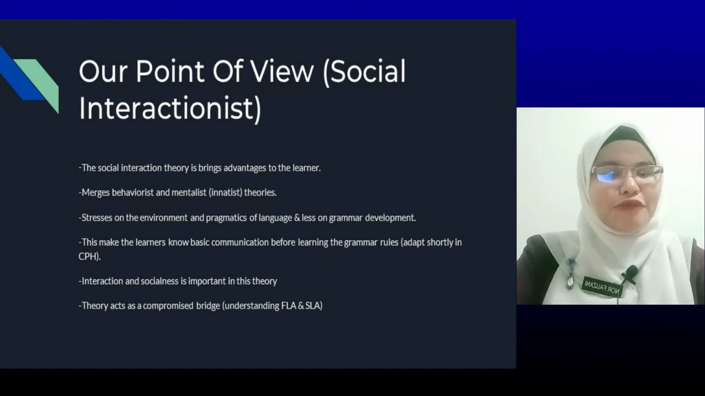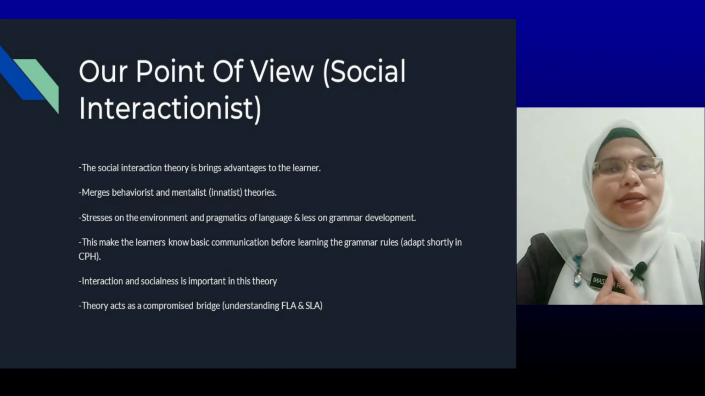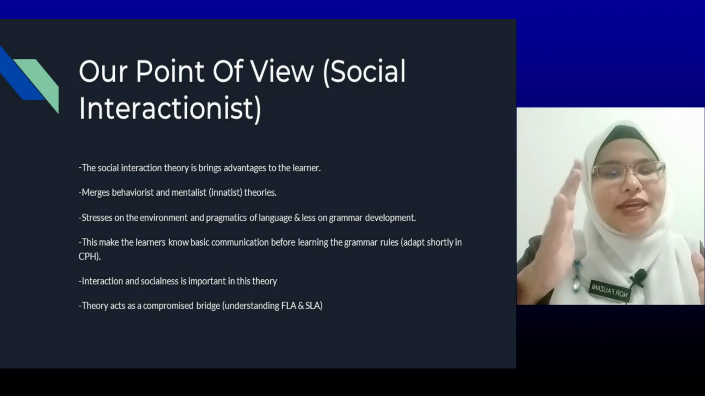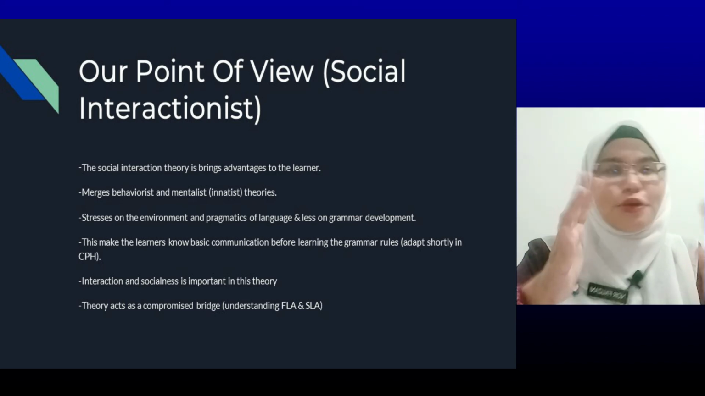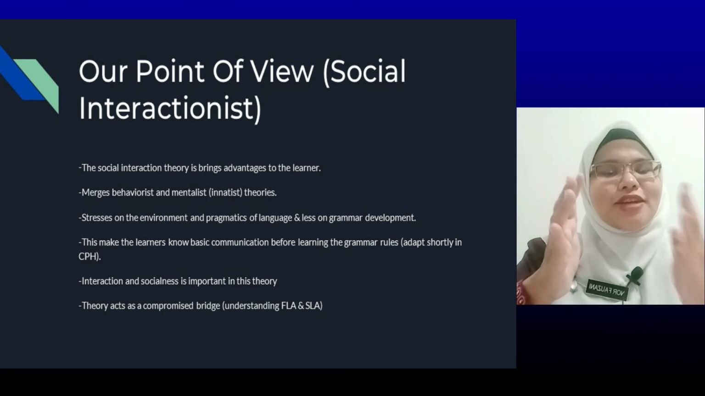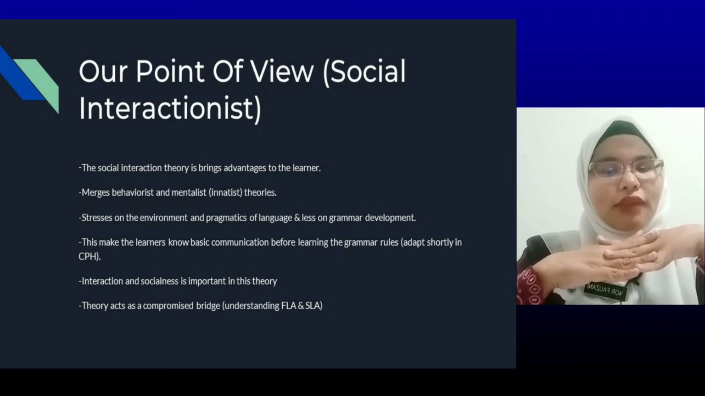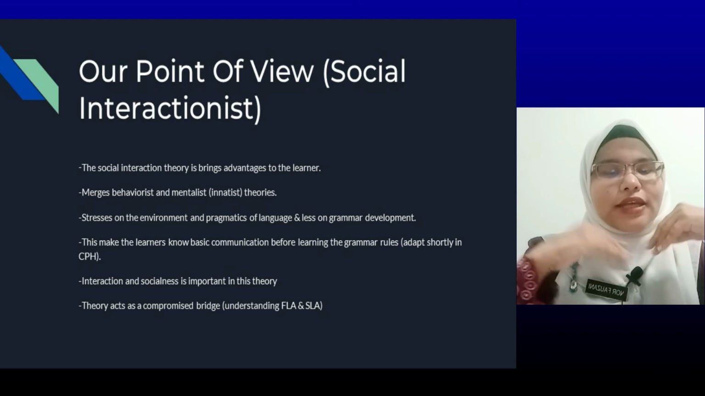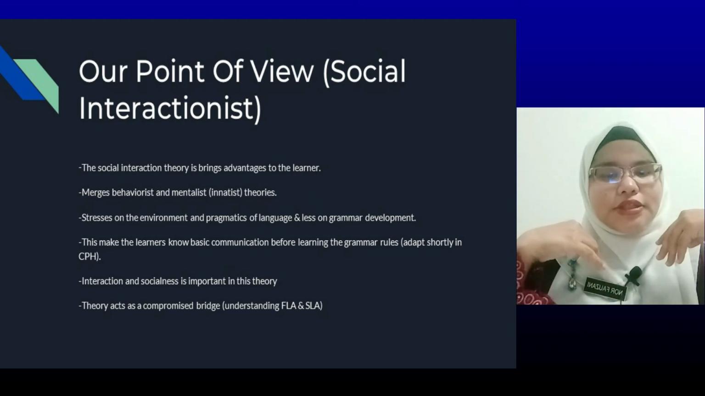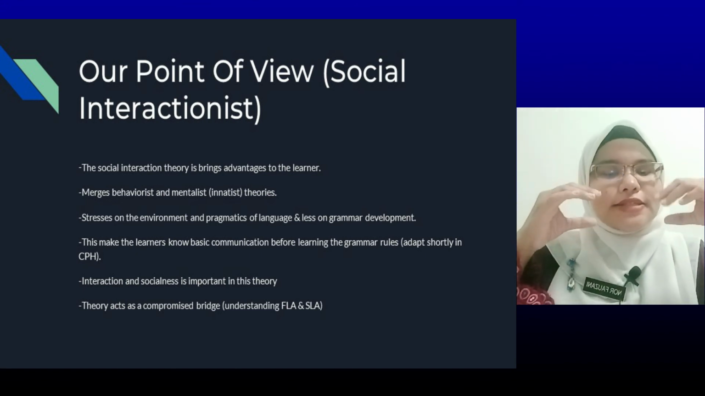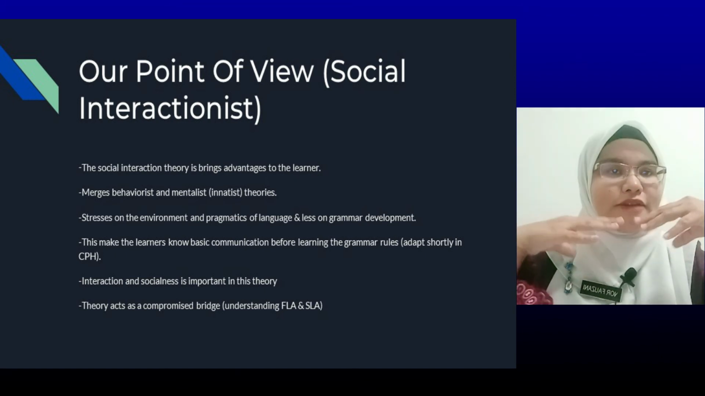Let's move on to our point of view on social interactionist theory. Actually, social interactionist theory brings advantages to the second language acquisition field. Behaviorist and mentalist or innatist theories don't go along, but social interactionist theory can merge these two theories. Social interactionist theory stresses the environment and pragmatics of a particular language. There is less stress on grammar development.